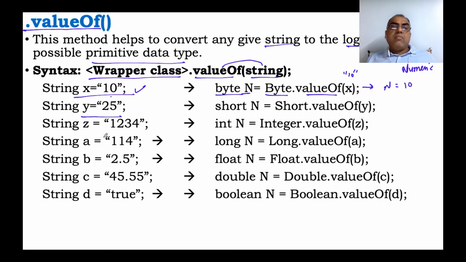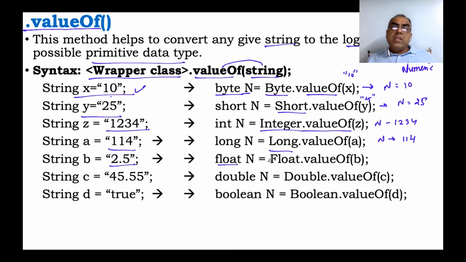Same way, if I have y equal to 25 as a string, I can also apply Short.valueOf(y). Y is 25, which will get converted into n equal to 25 as a numeric. Similarly with int, you will have Integer.valueOf(z), so your n will now become the numeric value 1234. If a is 114 and I want to convert it into a long, I'll say Long.valueOf(a). A is 114, so n will take the value 114.